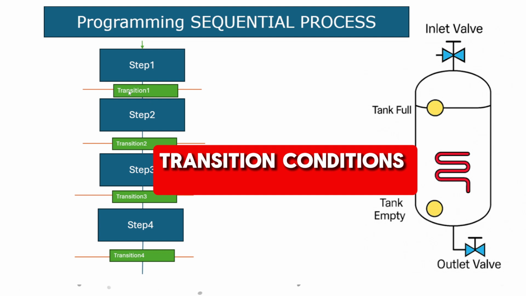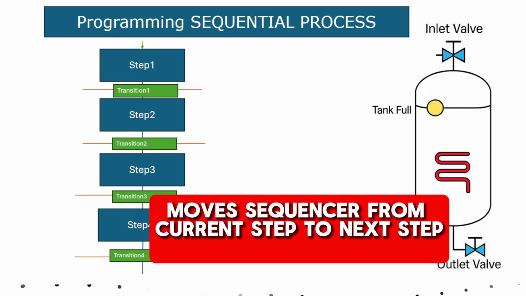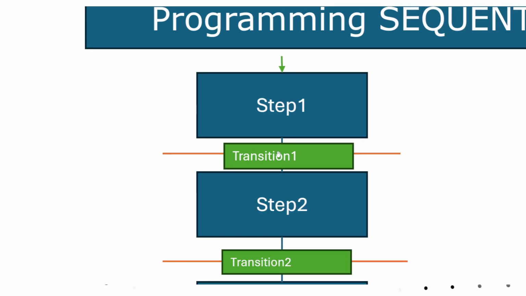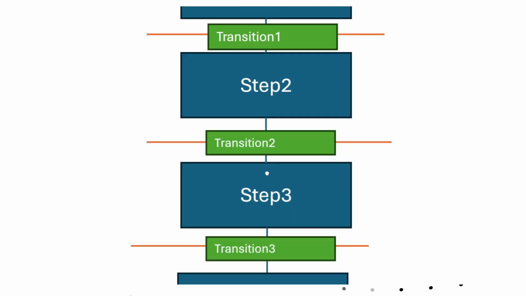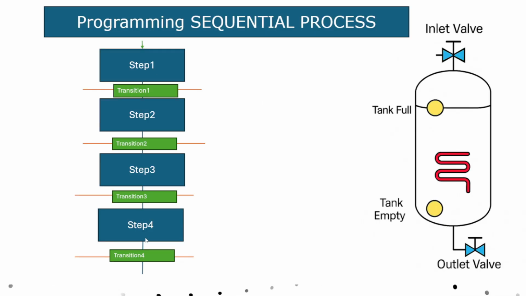These signals are the signals which tell the process to move from the previous step to the current step to the next step. For example, transition 1 is a signal that will move the process from step 1 to step 2, and transition 2 will move it from 2 to 3, and 3 will move it from 3 to 4, and 4 will move it from 4 to 5 or whatever the next step is, right?